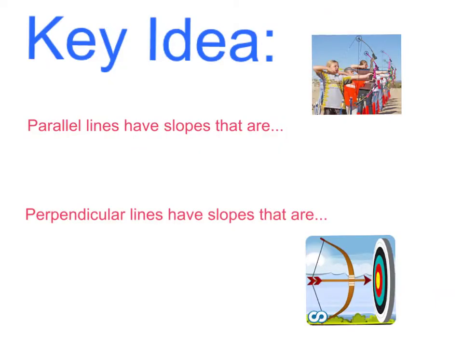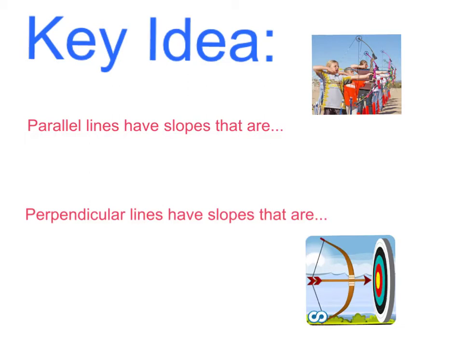So I want to start off at the top of your paper with a key idea that I hope you remember. So go ahead and write this down. Parallel lines have slopes that are, and perpendicular lines have slopes that are. So the question is, if you have 2 lines that are parallel, what can I say about the slopes? And if I have 2 lines that are perpendicular, what could I say about their slopes?